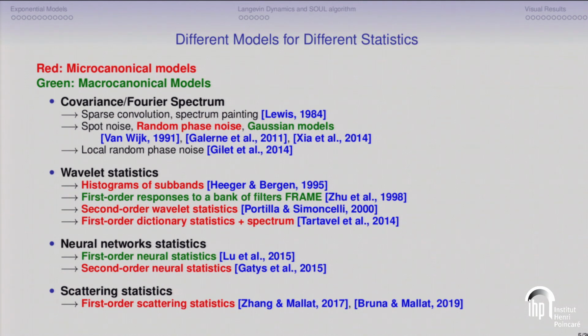Okay, but now, if you look at macrocanonical synthesis, there have been mainly two important works. The one by Zhu and colleagues, who introduced the FRAME model, and another work, more recent, by Lu and colleagues, who used first-order neural statistics in a macrocanonical framework.